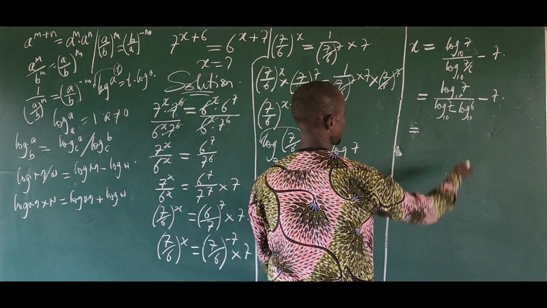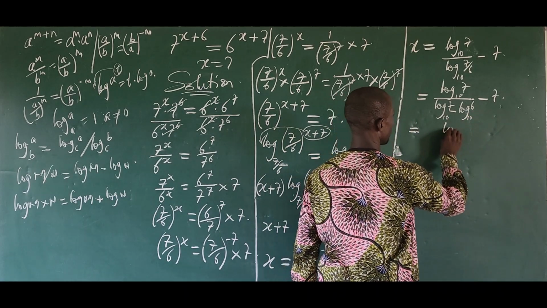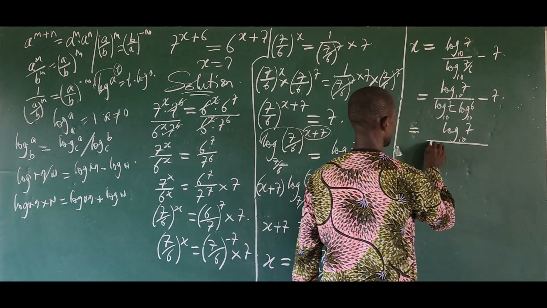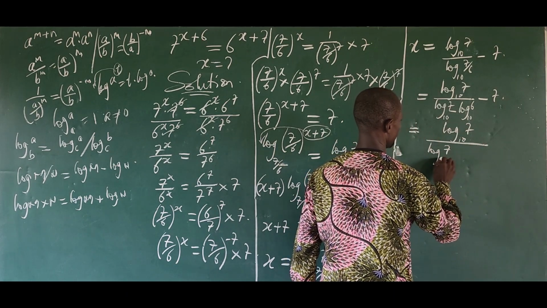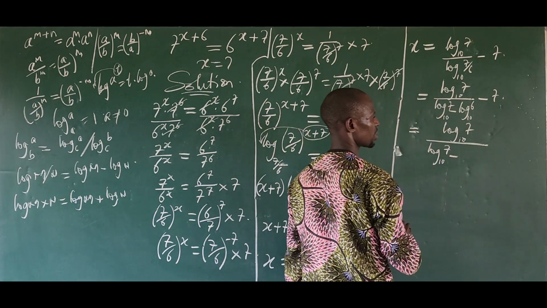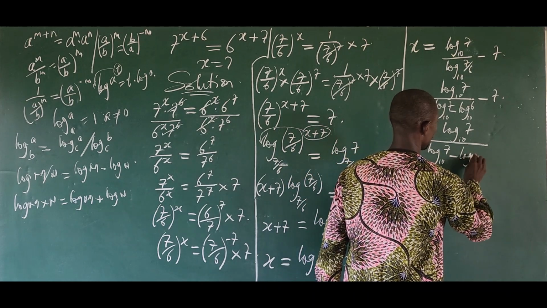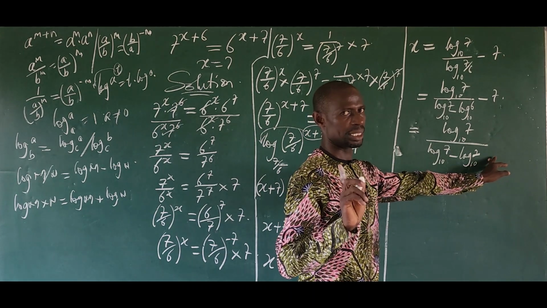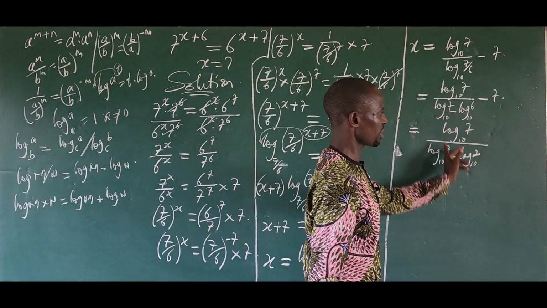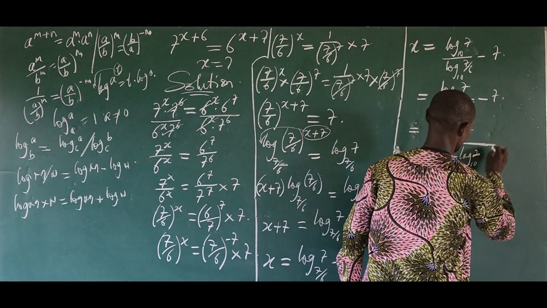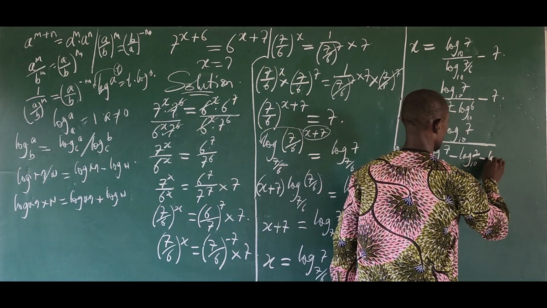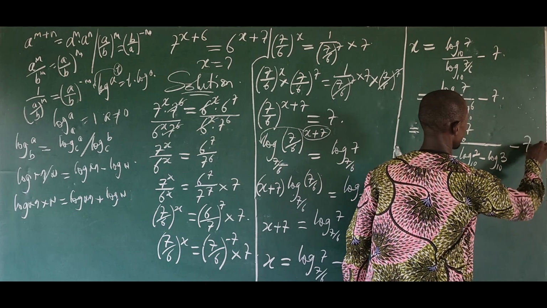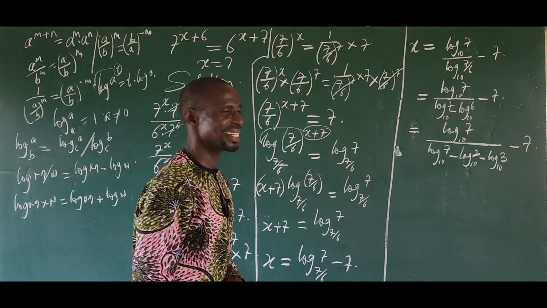So if we apply this, after changing this, it's going to give us log 7 base 10 all over log 7 base 10 minus log 2 base 10, because here we have plus initially after changing it, and this minus is affecting everything. This will now give us here minus log 3 base 10. Then everything minus 7. Easy.